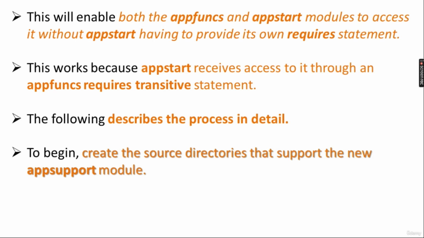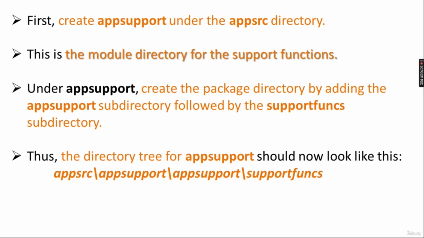To explain in detail we have to use the example. Create a source directory that supports the new app support module. Create app support under the app source directory; this is the module directory for the support functions. Under app support, create a package directory support functions, which will be read as app support dot support functions. So this is the directory tree for app support.